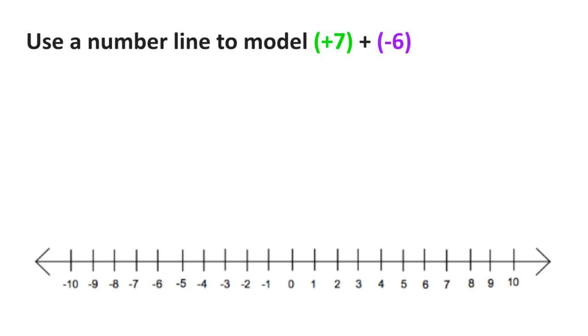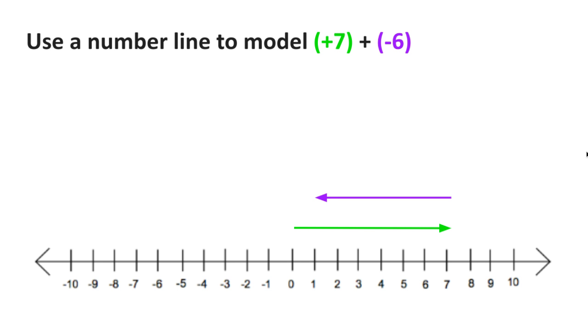Well, our first arrow, positive 7, starts at 0, goes 7 in a positive direction. How are we going to show that we add on to this a negative 6? I have an arrow that is 6 units long, starts where the first arrow left off, and goes 6 in that negative direction. So I'm backtracking.